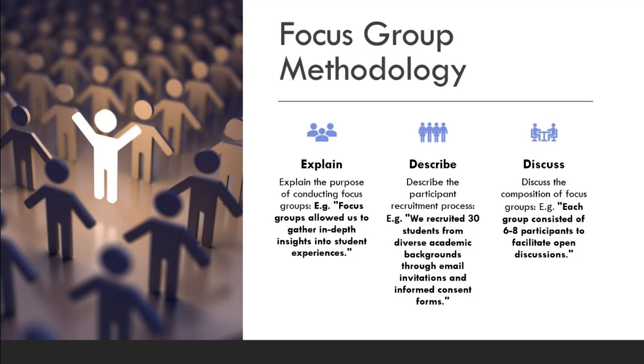Then also describe the participant recruitment process. For example, you would say we recruited 30 students from diverse academic backgrounds through email invitation and informed consent forms. Here you're explaining how you found your sample. It's one of the most important parts, because you don't want to interview people that are not part of your research. You first have to determine if this is the correct audience or sample that I need for my current study.